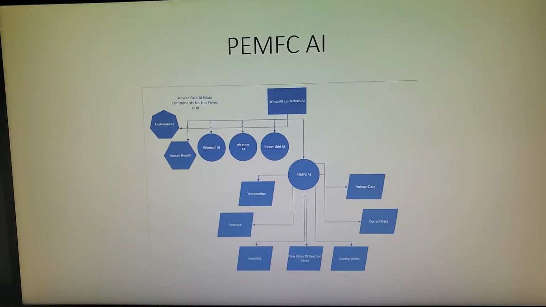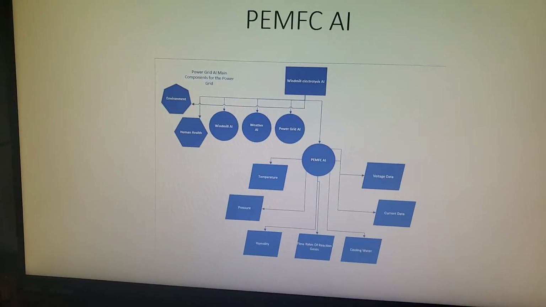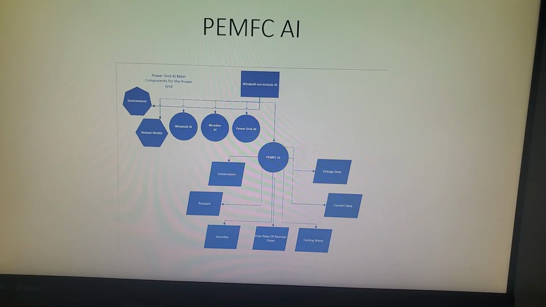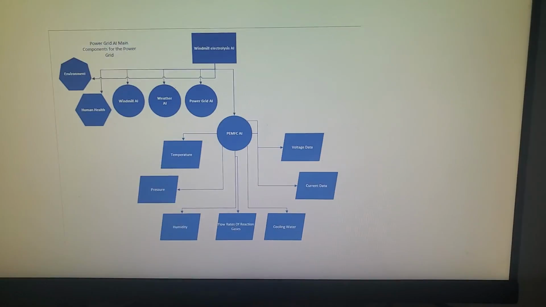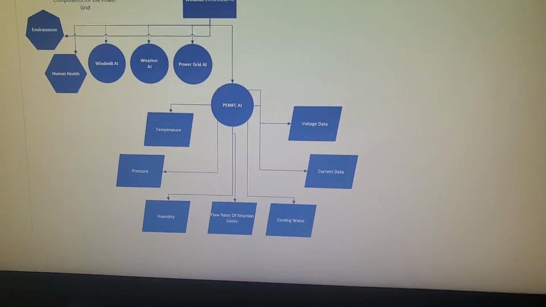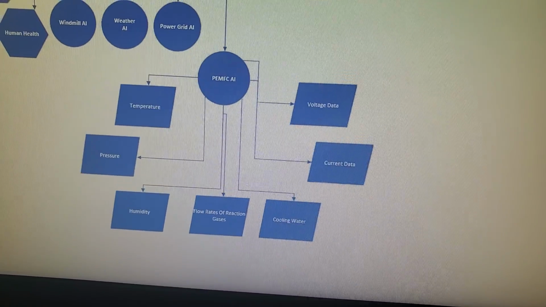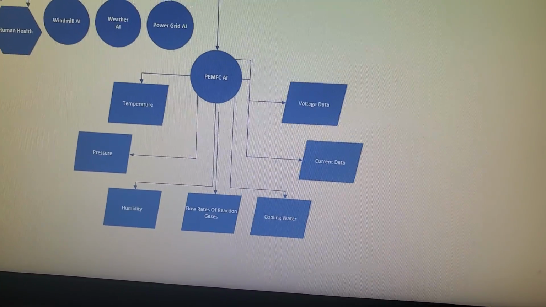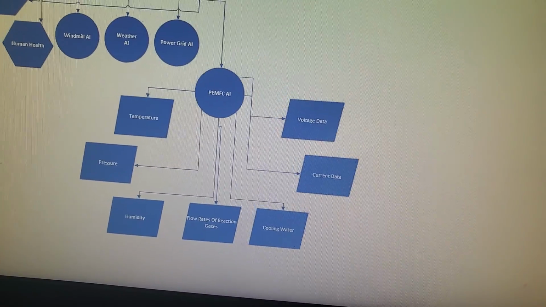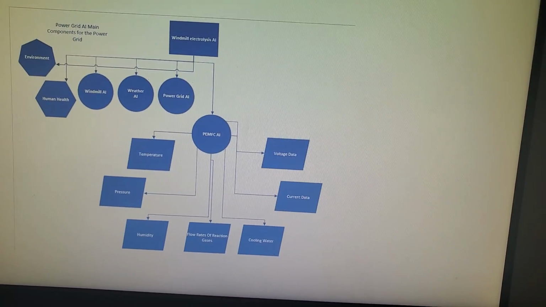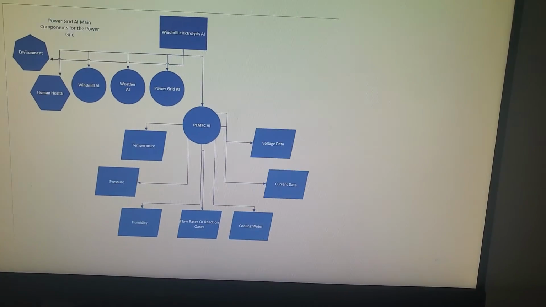All right, here's the last one. This is the artificial intelligence for the PEM fuel cell, proton exchange membrane. And the sections that run with this AI are going to be temperature, pressure, humidity, flow rates, cooling water, current, and voltage data. And you can even add something like a Nyquist plot or more with the potentiostat. So this is just some of the basics.